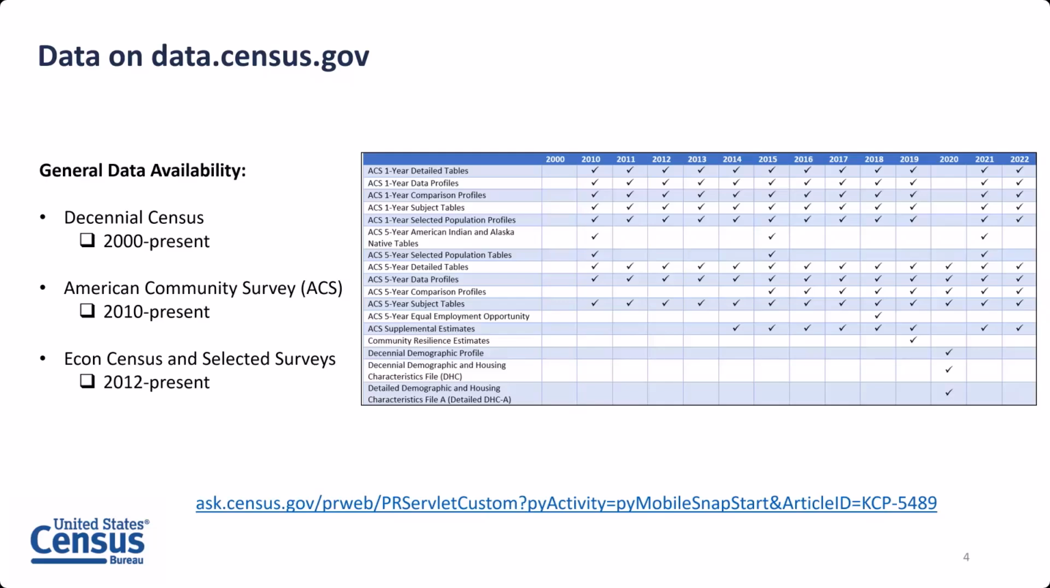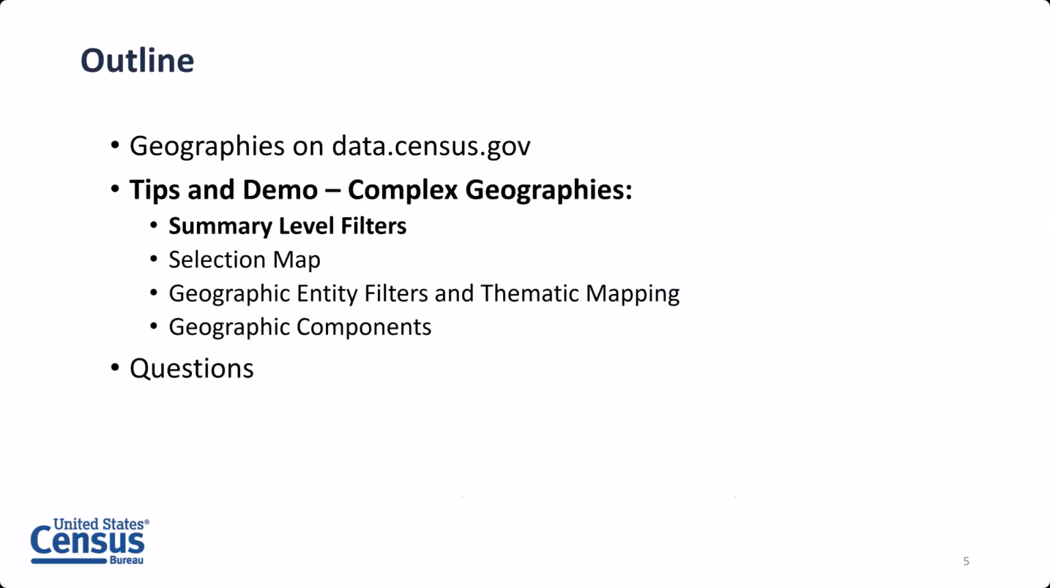We also have economic census and selected surveys dating back to 2012. Now, those data sets, as the smallest level of analysis, go down to zip codes, economic places, and counties. If you'd like a detailed listing of all the data set availability on our site, we do encourage you to check out the link included here. So with that background, let's dive into some tips and demonstrations on ways to access more complex geographies.